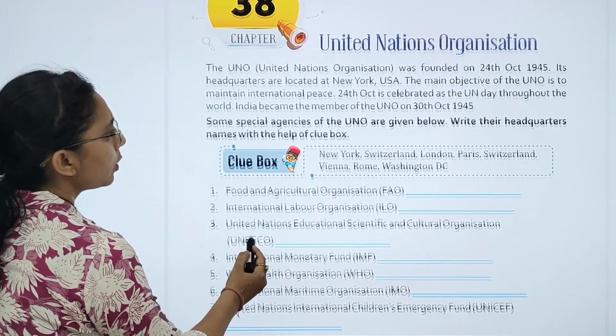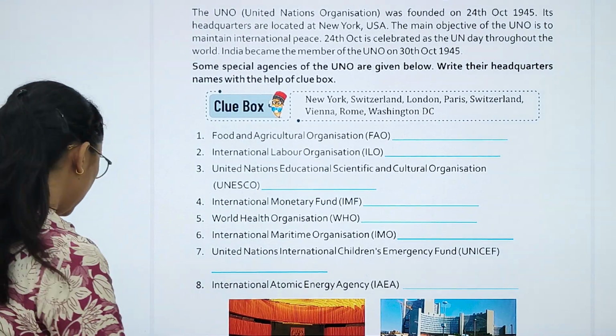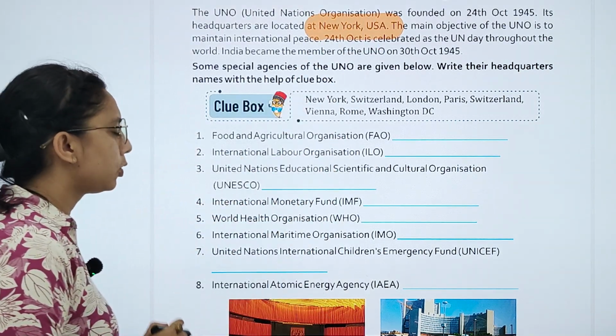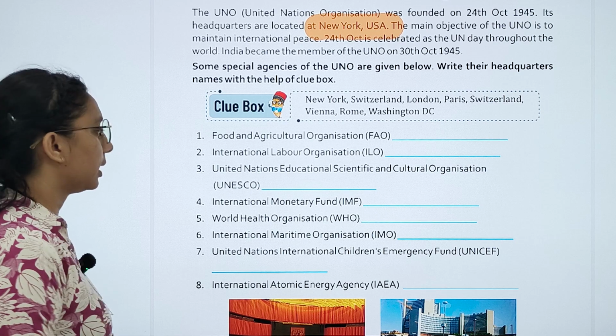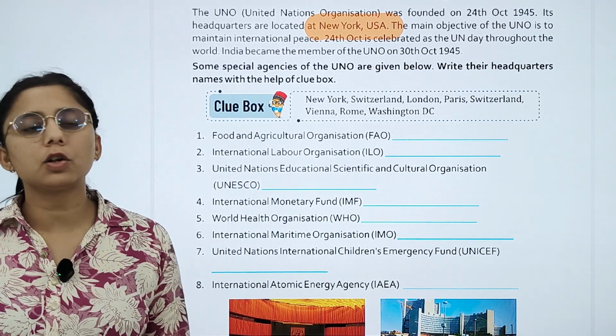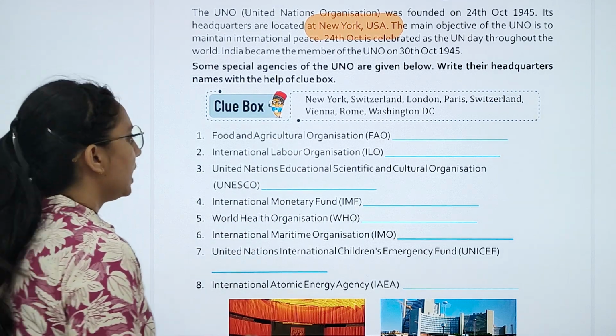When it was founded, on 24 October 1945. और जिसका हेडक्वार्टर है वो कहाँ है आपका? It's located in New York, USA. 24 अक्टूबर को हम एज अ UN डे क्या करते हैं? सेलिब्रेट करते हैं. So first is FAO, that is Food and Agriculture Organization. You have to know where their headquarter is located. तो इसका कहाँ है आपका? रोम में.